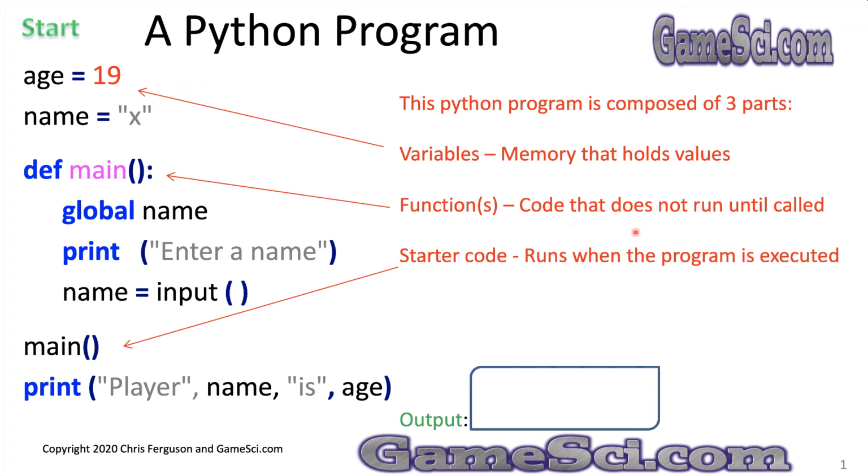It has functions, code that does not run until called. I put the S in parentheses here because there's only one function in this example. A good Python program will have multiple functions. And starter code, code that runs when the program is first executed. When you say run my program, this is the code that executes.